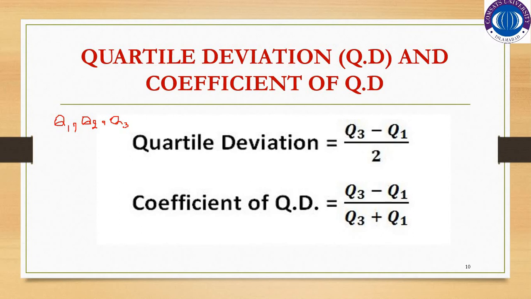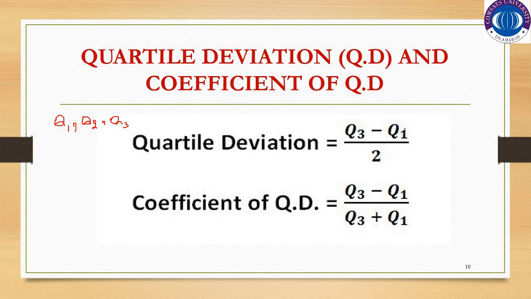For both grouped and ungrouped data sets, we can find out the quartiles, but quartile deviation can be found out by Q3 minus Q1 divided by 2. If your data set is ungrouped, then this Q1 and Q3 will be found out in the way we have calculated for the ungrouped data. But if your data set is grouped data, then you should use the formula of grouped data to calculate Q3 and Q1 and substitute the values here. So this is Q3 and Q1.